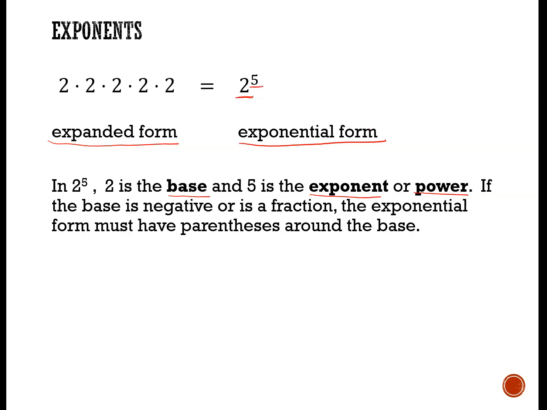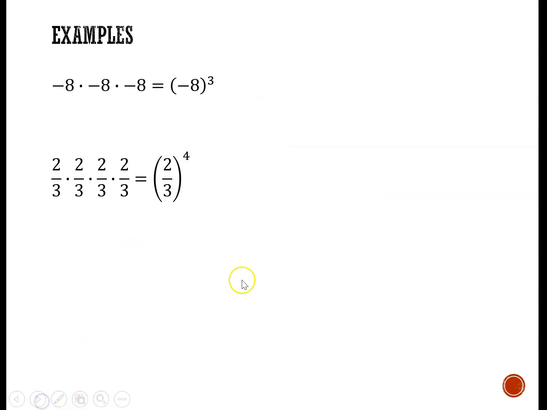One other thing to keep in mind here is if the base is a negative number or is a fraction, the exponential form must have parentheses around the base. And we will see that in our next slide. So here our base is -8, and so when we write it in exponential form, we must put parentheses around that -8. And then our exponent goes on the outside of the parentheses.